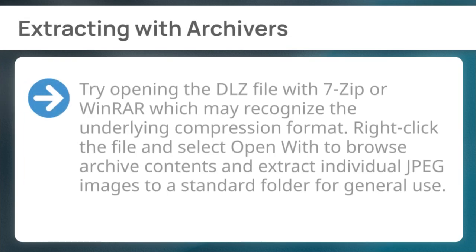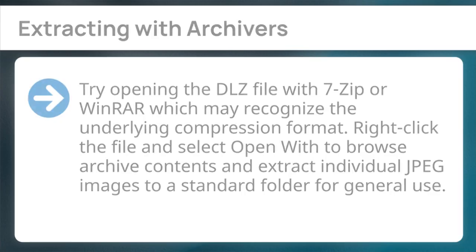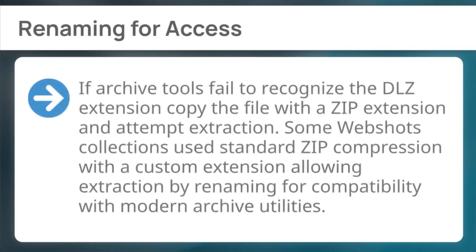Next, extracting with archivers. Try opening the DLZ file with 7-zip or WinRAR, which may recognize the underlying compression format. Right-click the file and select Open With to browse archive contents and extract individual JPEG images to a standard folder for general use. Finally, renaming for access.